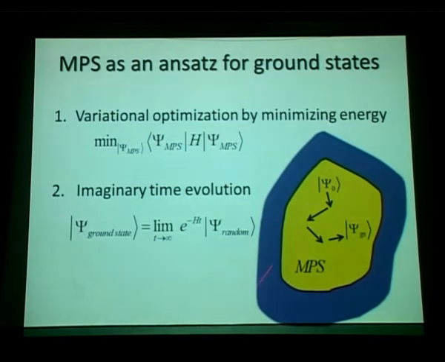Right. But in this algorithm, you go from MPS to MPS. So although you may temporarily lift out, you project back again. And the point is that both variational optimization and this imaginary time evolution can be done efficiently. So once again, they just correspond to making local contractions, small contractions.